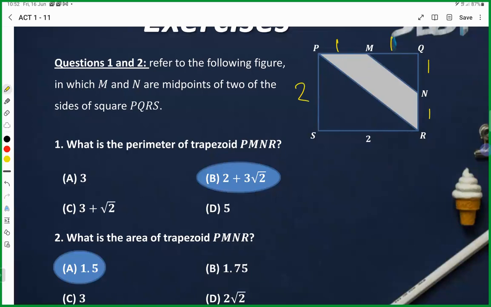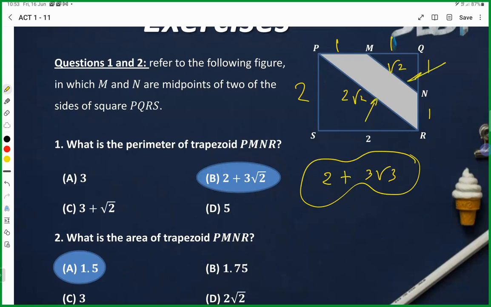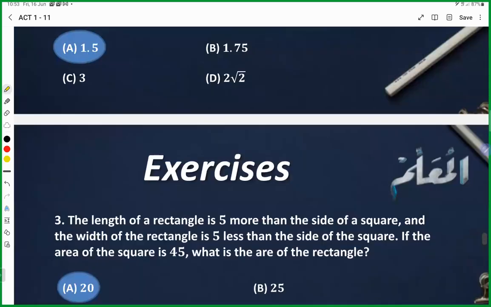If I want to solve it, I remember that 1 and 1 make a Pythagorean theorem, so this is square root of 2. And 2 plus 2 will make 2 square root of 2. If I add them, it's 2 plus 3 square root of 2. This is the perimeter. You get this from the Pythagorean theorem. Remember that.